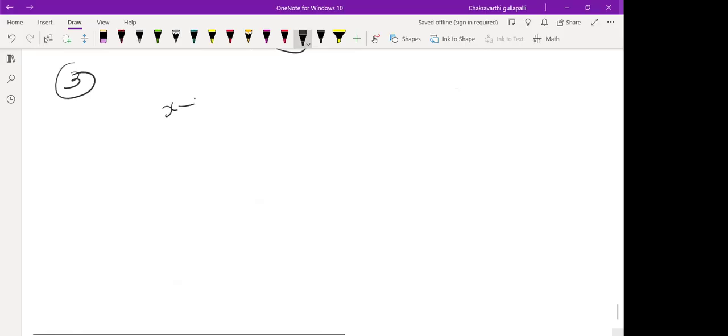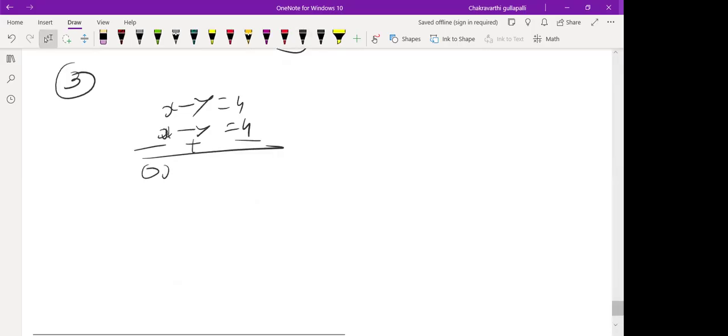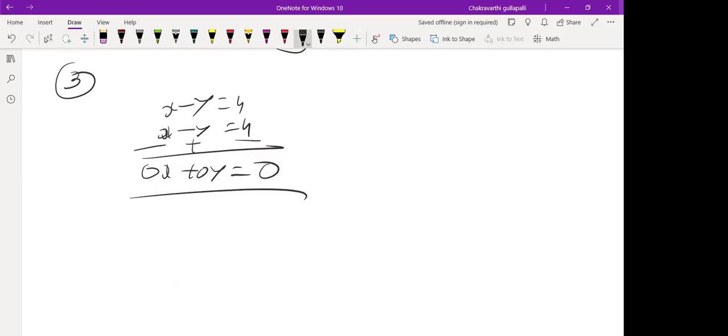So if you take x minus y is 4, x minus y is 4, then what is the solution? According to your 8th class teacher model, subtract them. So 0x plus 0y is equal to 0. What are the values of x and y which will satisfy this equation?